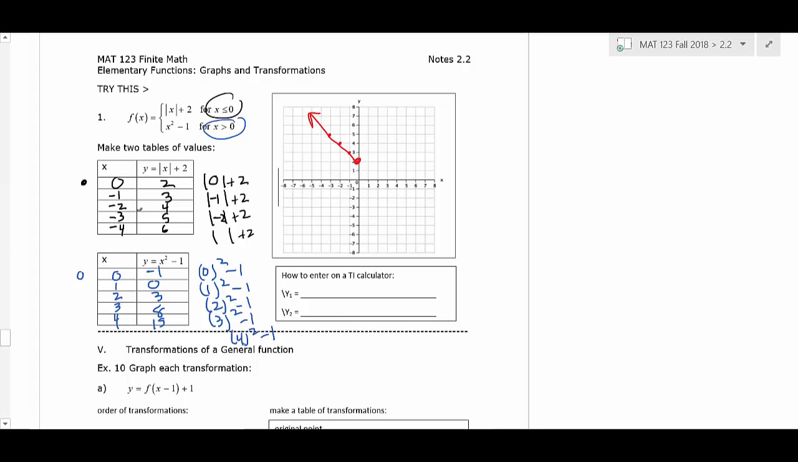And now when you plot these points, you would have 0, -1. You need to make sure you had an open circle there. And then the rest of the points, if you plot, you have 1, 0, 2, 3, and then we had 3, 8. So that's what your graph should look like, exactly like that. Okay, there's the absolute value, and then there's the quadratic, the parabola like that.